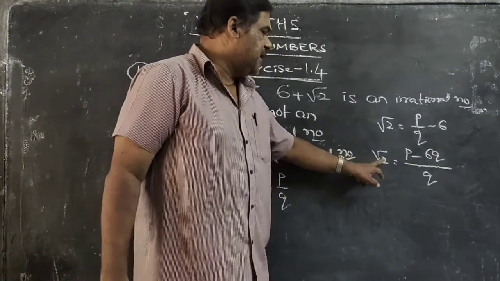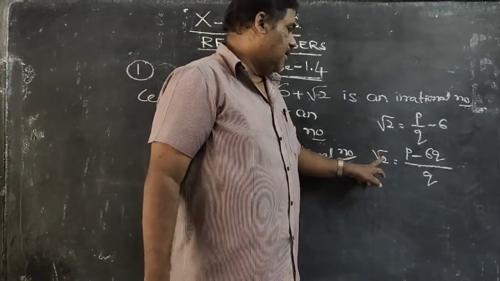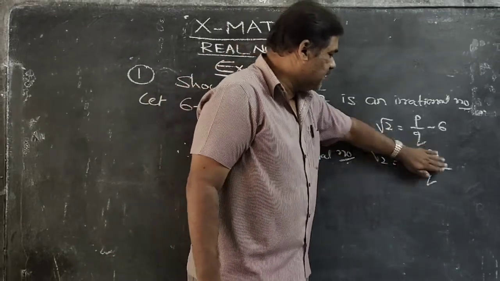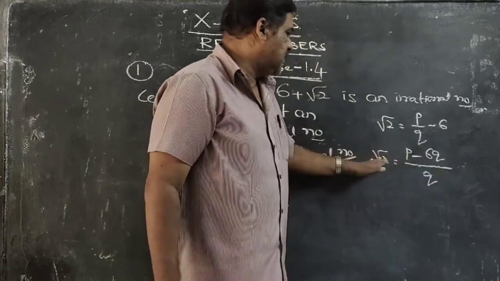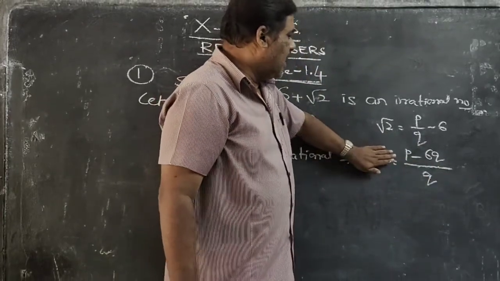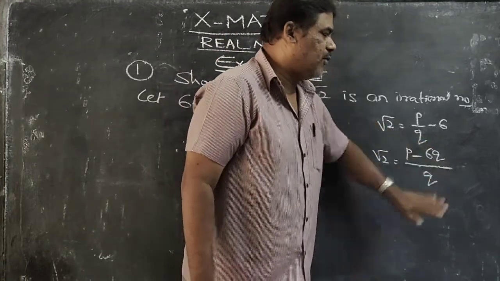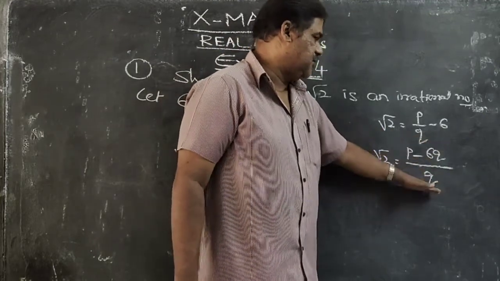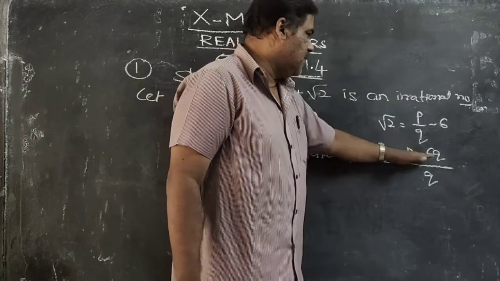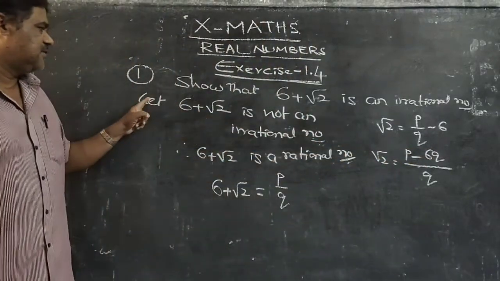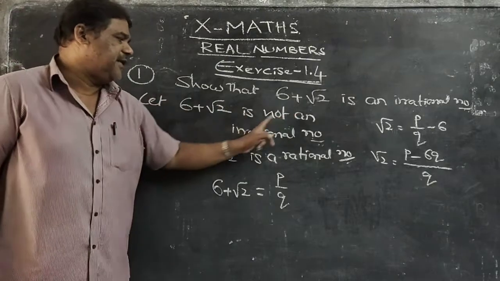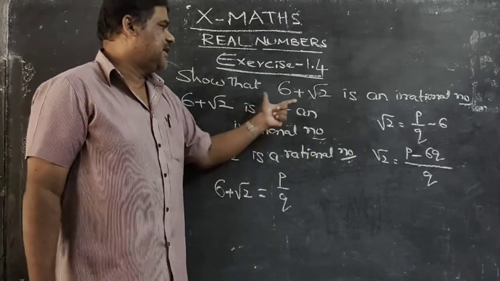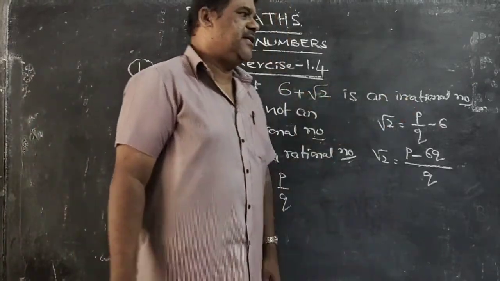We know that root 2 is an irrational number. But this irrational number is like a ratio. It is in P by Q form. If an irrational number is in P by Q form, then it is not an irrational number. An irrational number cannot be in P by Q form, cannot be like a ratio. So it is not possible. When it is not possible, so our supposition is false. What is our supposition? 6 plus root 2 is not an irrational number. This is our supposition, which is false. If it is false, then what is correct? 6 plus root 2 is an irrational number is correct one.